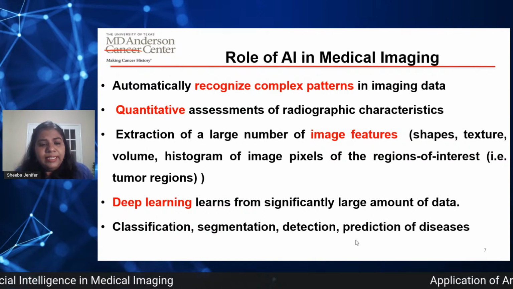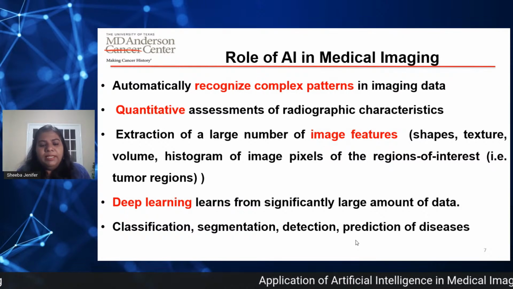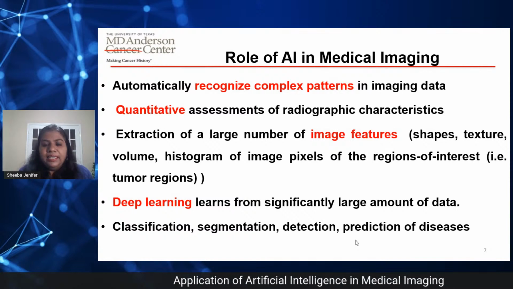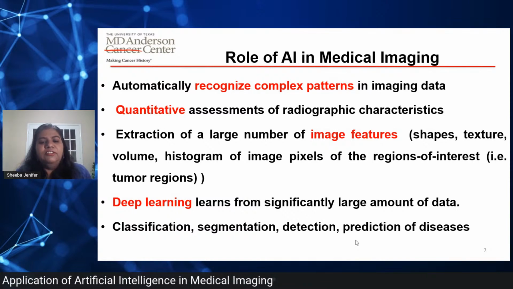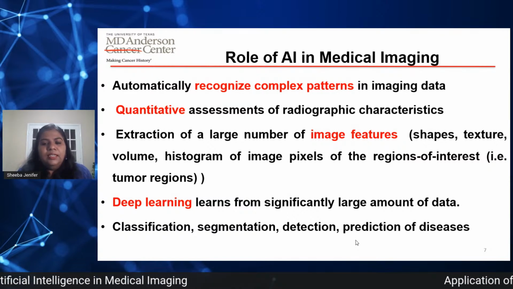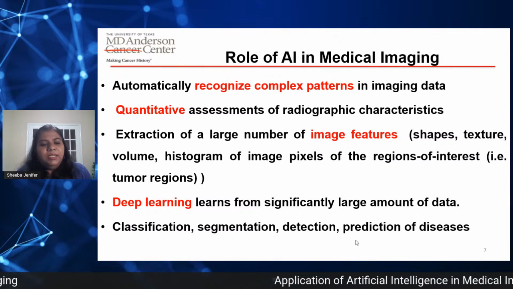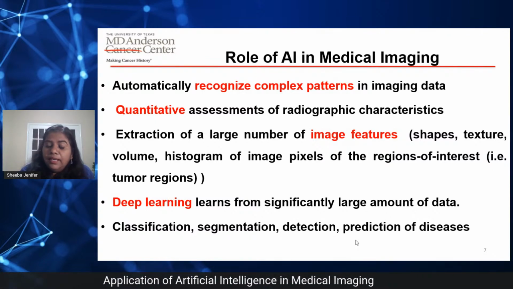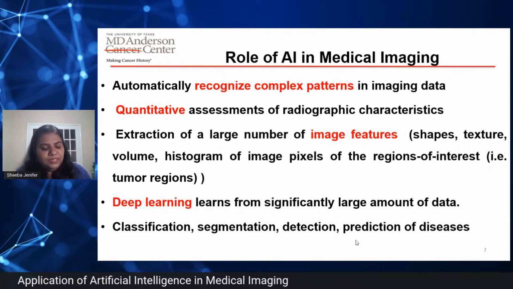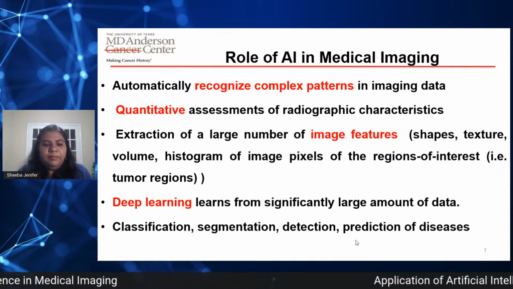And the latest techniques like deep learning learn automatically. You don't have to handcraft any image features, but deep learning techniques learn from a large amount of data. They extract information from data. So deep learning plays a very important role in processing or predicting diseases in medical images.